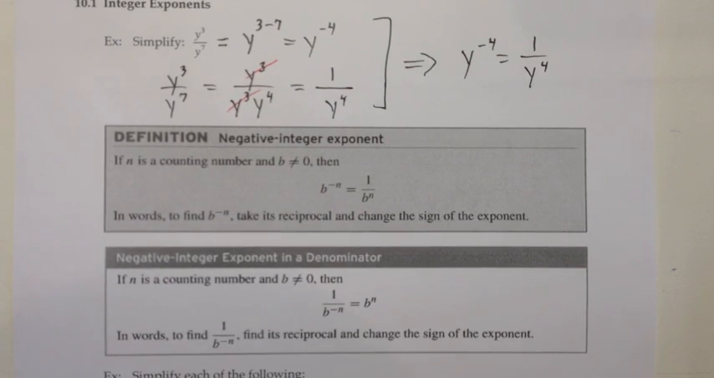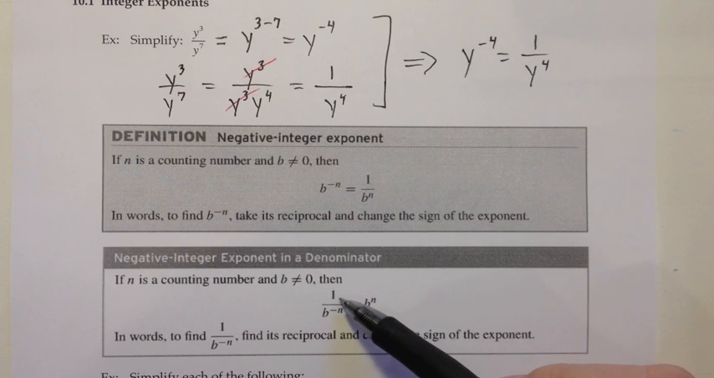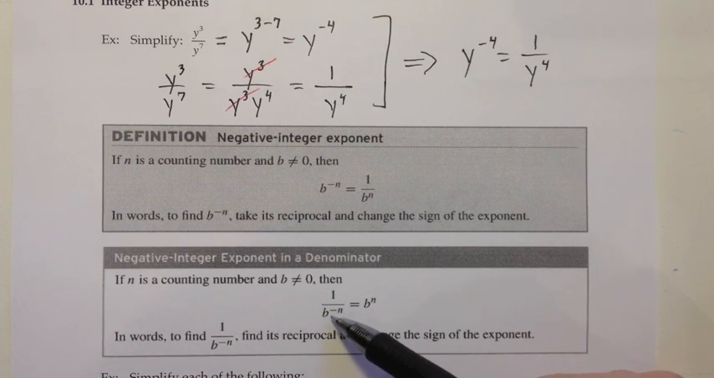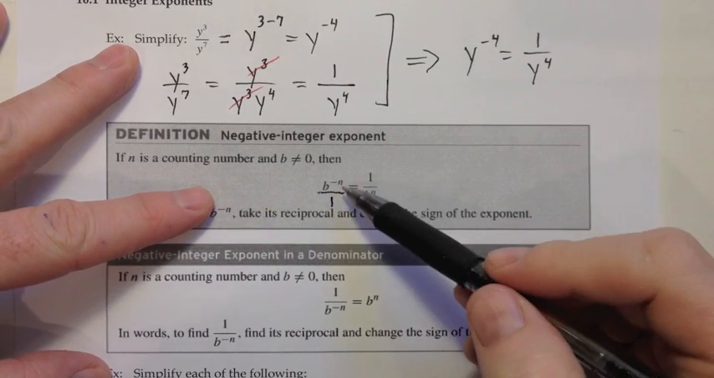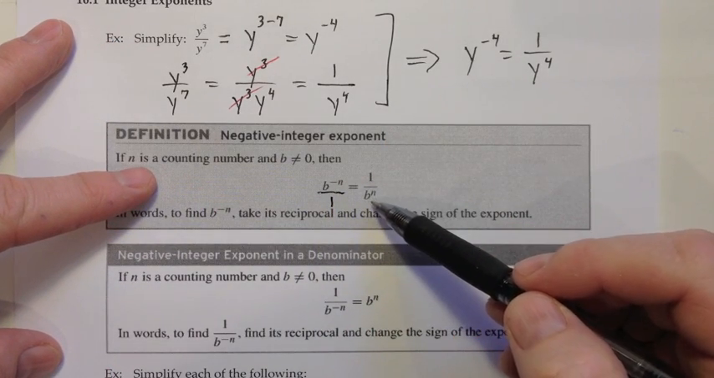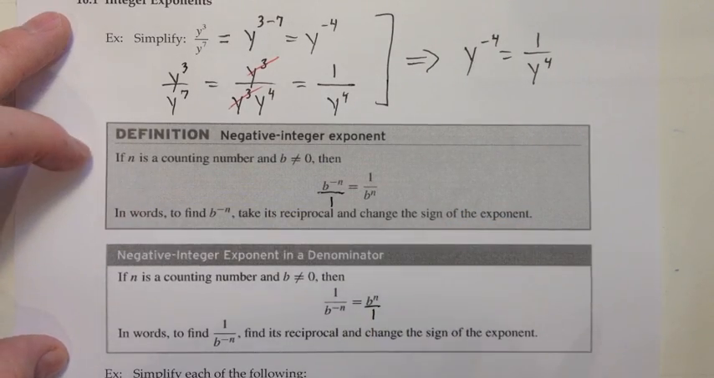And then there will be times where we actually start off with the negative exponent in the denominator, but if we follow these words, we could still get rid of the negative by taking the reciprocal. And when you take the reciprocal, that brings the negative exponent up from the denominator to the numerator. So same words: to find 1 over b to the negative n, find its reciprocal, and then change its sign. Notice that's the exact same words both times. If it's in the top, because you could think of this as b to the negative n over 1, then to get rid of the negative sign you move it to the denominator. If it's already in the denominator, think of this as over 1, then you move it up to the numerator.